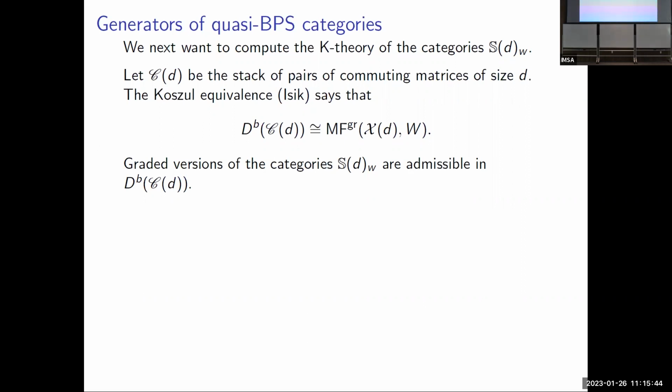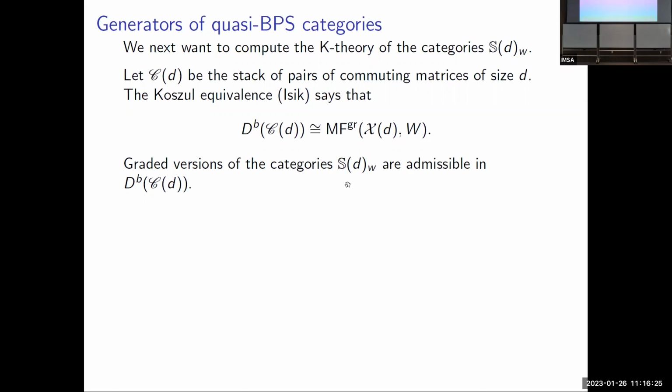So the important theorem here is a theorem of Isik, also called Koszul equivalence, that says that graded matrix factorizations on XD with potential W. So this is some other version of matrix factorizations, but for computations in K theory, it's not that important. It will have the same Grothendieck group as the matrix factorizations defined previously. That this category of matrix factorizations is equivalent with coherent sheaves on the stack of pairs of commutative matrices of size D.